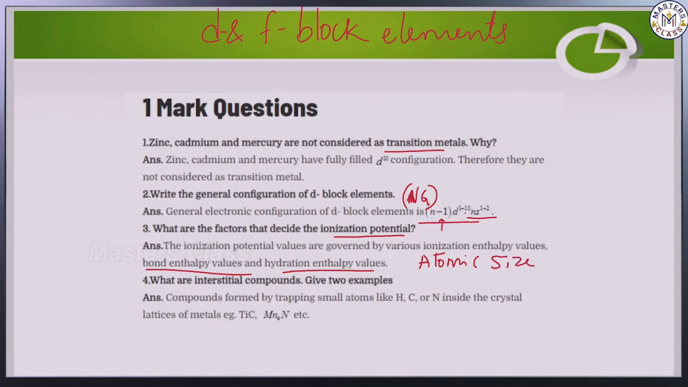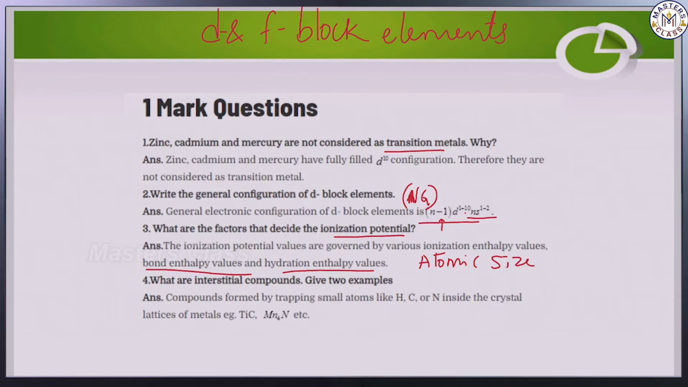Smaller the size of an atom, more will be the ionization potential. Because if the size is small, nuclear charge will be more. So more the nuclear charge, it is very difficult to remove an electron. Hence ionization potential will be more.